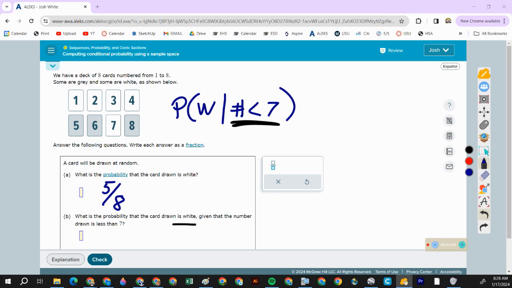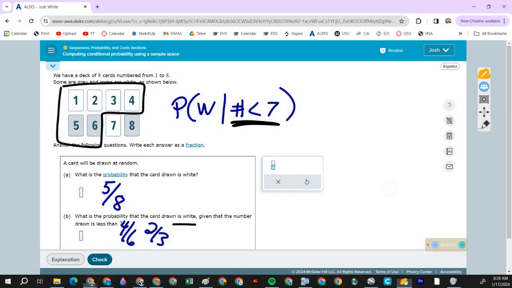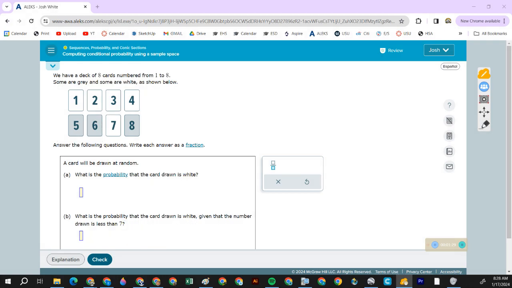So we're going to circle every card that is less than 7. And then among those, what's the probability of getting a white? 4 out of 6, which simplifies to 2/3. All right, let's do one more of those.